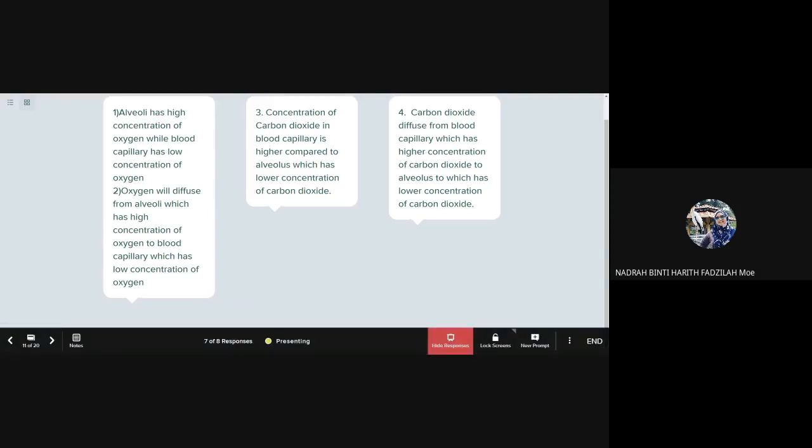Mari saya check jawapan ke semua orang. Sekejap ya.